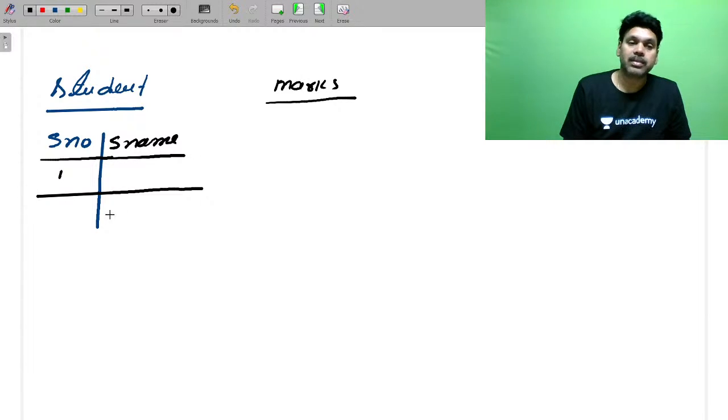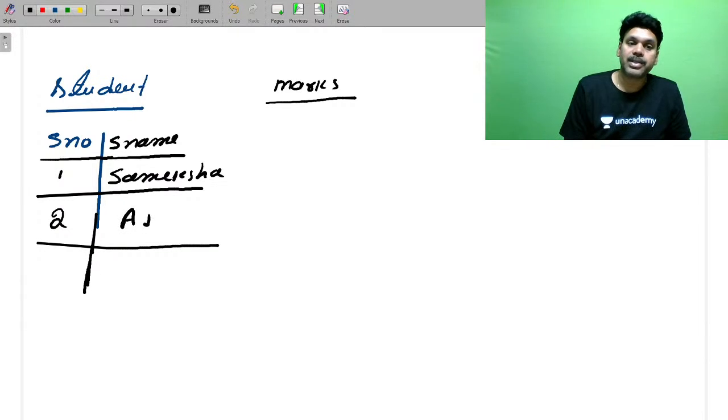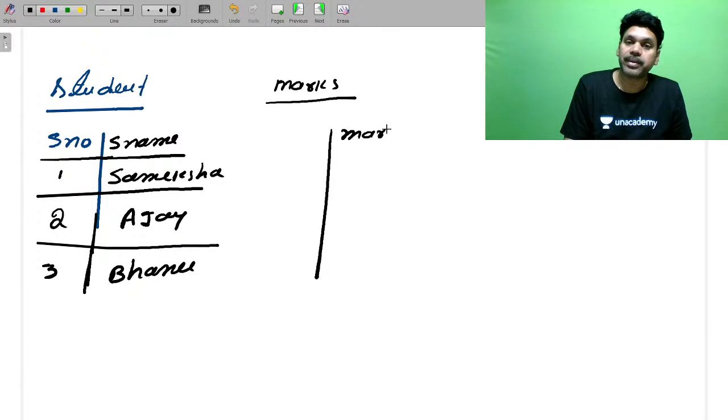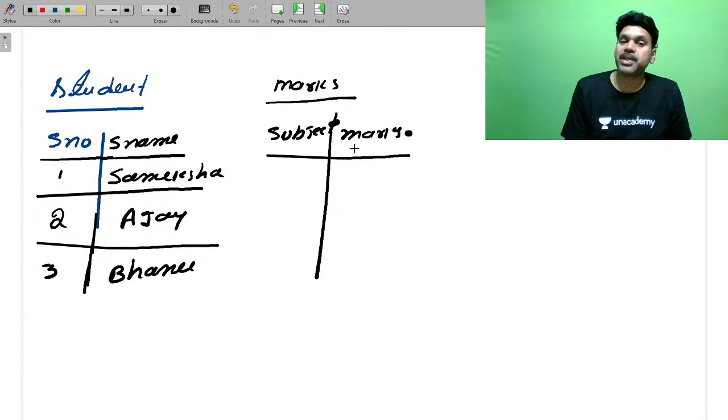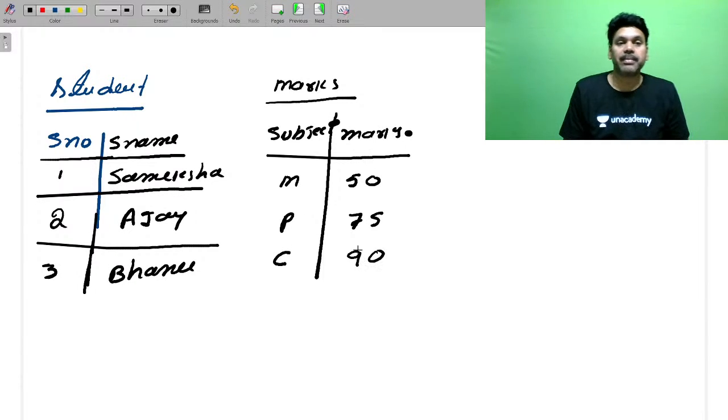Student number 1, so Sameksha, and student number 2 is Ajay. Student number 3 is Bonu. Now I'm giving the marks. These marks belong to students only. And I say this marks consist of subject and marks. Maths 50, physics 75, chemistry 90.